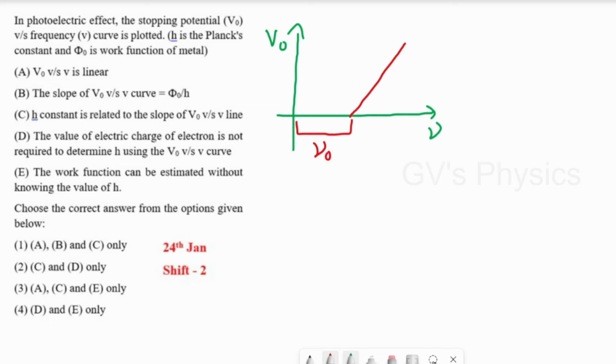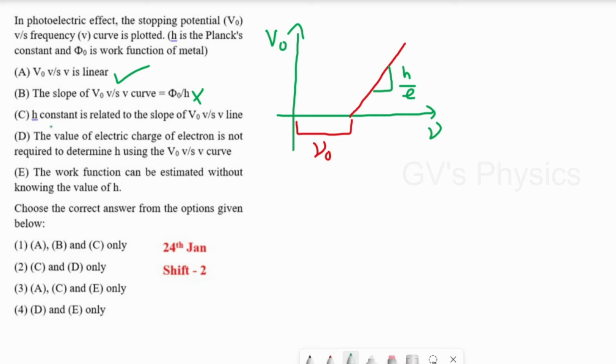First we'll see statement A: stopping potential V0 versus frequency is linear. The graph is linear only, so statement A is correct. Second, statement B: the slope of V0 versus frequency is work function by Planck's constant. It's an incorrect statement, because the slope of stopping potential versus frequency is h by e, where h is Planck's constant and e is the value of charge. So the second statement is incorrect.